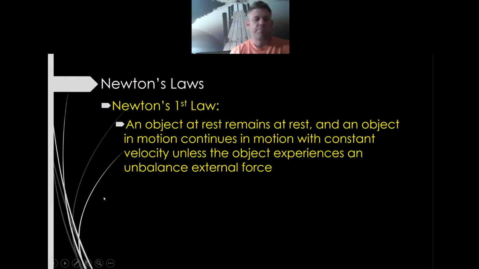All right. So Newton's first law. Probably remember this one or heard this one. Object at rest remains at rest. An object in motion continues in motion. That's probably the part that you've heard. Now, the other part that we may not have heard is that an object in motion will continue in motion with constant velocity unless the object experiences an unbalanced external force. So, usually when we say an object at rest stays at rest, object in motion stays in motion, that's to the extent that people know.